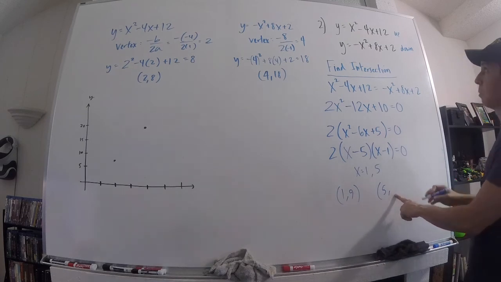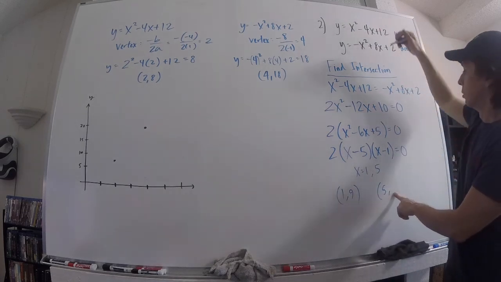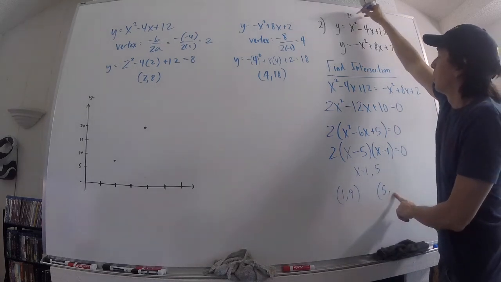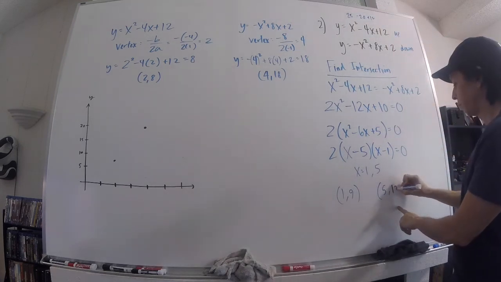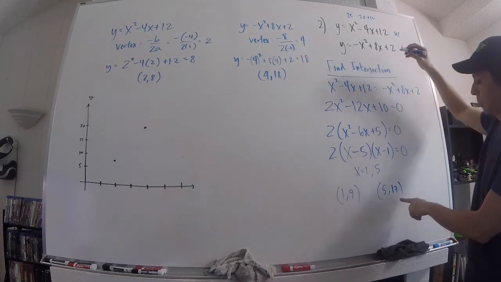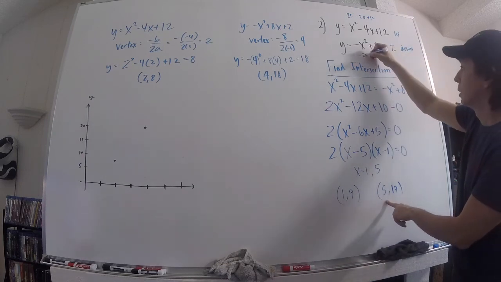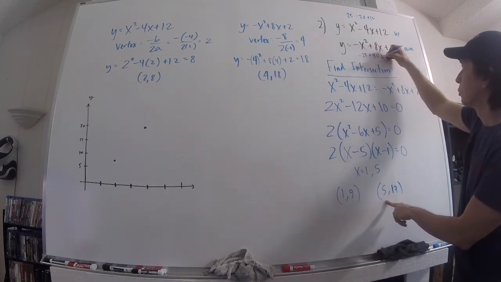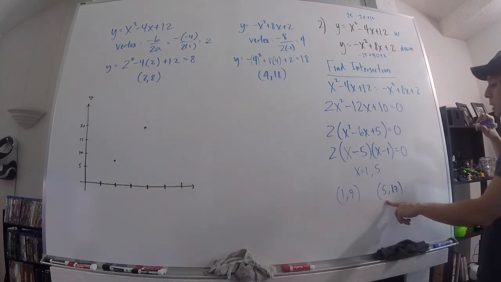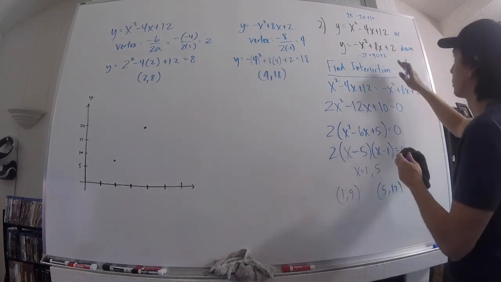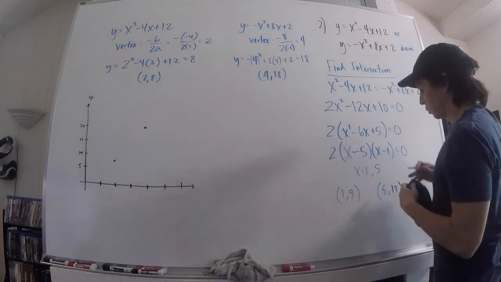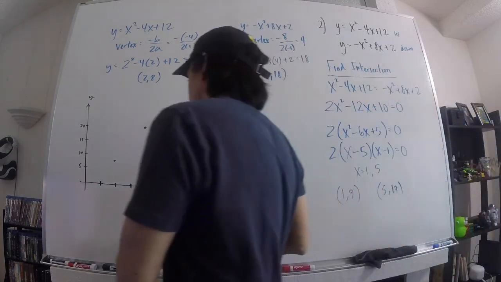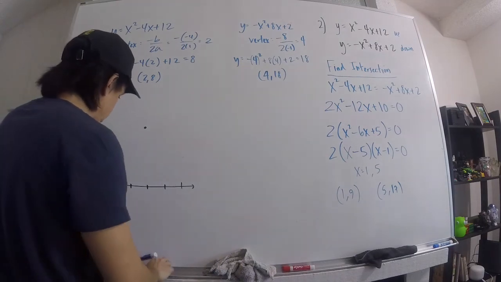And the other one, 5. I'll get my y coordinate by plugging into either equation. 25 minus 20 plus 12 is going to be 17. I can verify it by plugging that 5 into the other equation. Negative 25 plus 40 plus 2, negative 17 as well. Okay, perfect. Okay, so those are my points of intersection, the actual points, the coordinates.